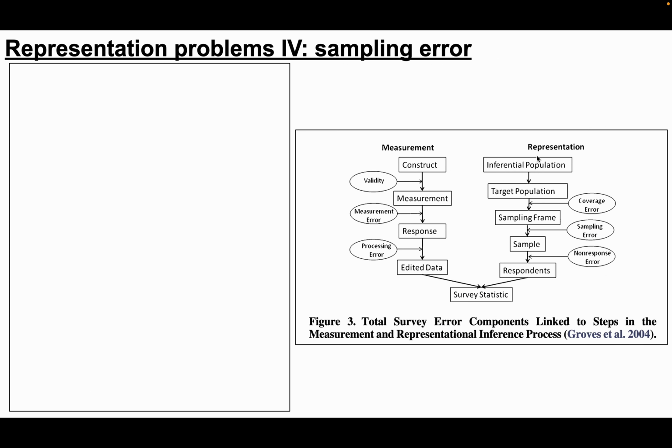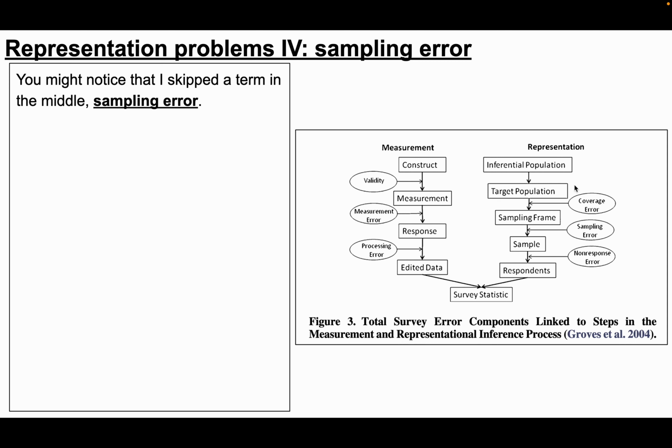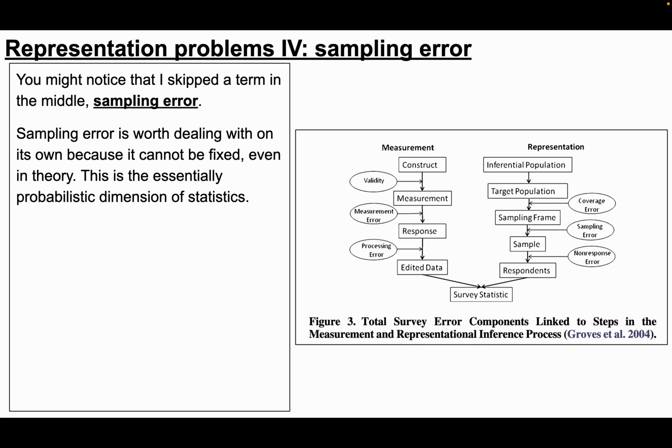Okay, so let's finally talk about sampling error. You might have noticed that I skipped this term in the middle, sampling error. Sampling error is worth dealing with on its own because it can't be fixed even in theory. I just mentioned that extreme case where you had this magical scenario where you didn't have any sampling error, but in general that is impossible in reality.